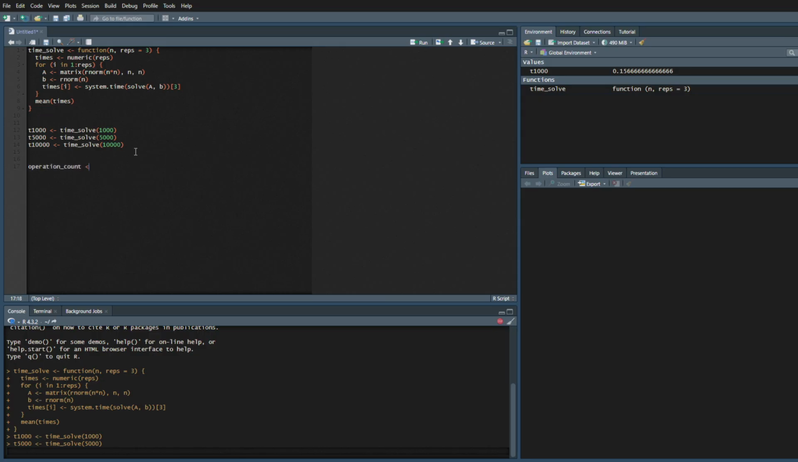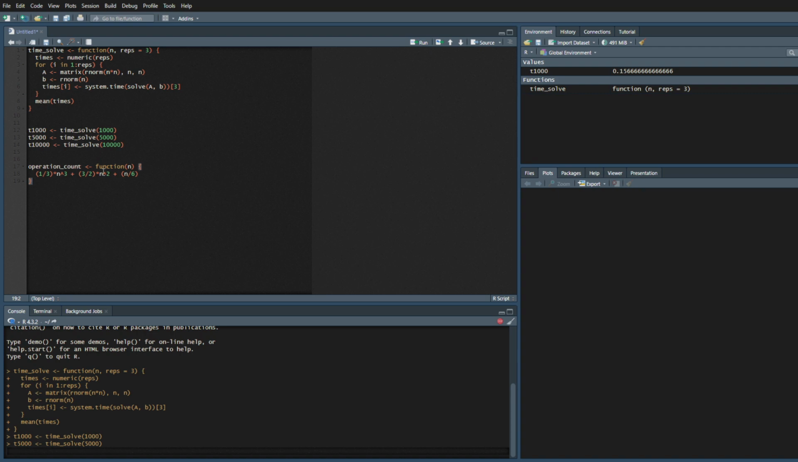First one is going to be the operation count function. So this is going to take n as an argument, and what it's going to return is the operation count we're estimating based off of that equation we just derived. So this would be 1/3 n cubed plus 3/2 n squared plus n over 6. And so this is going to tell us the number of operations we're predicting the computer will have to do in order to solve the system of equations.